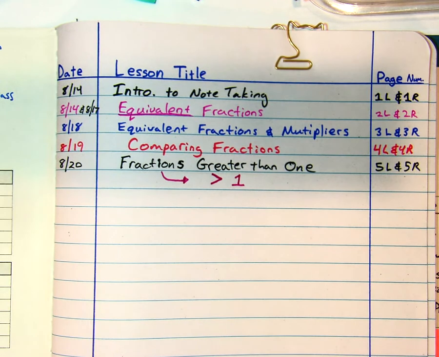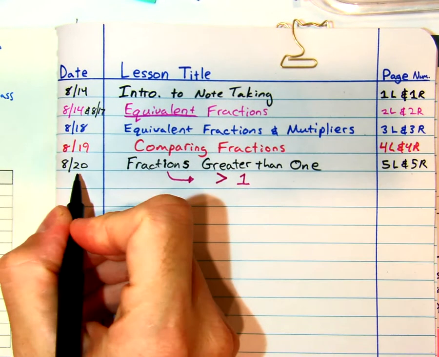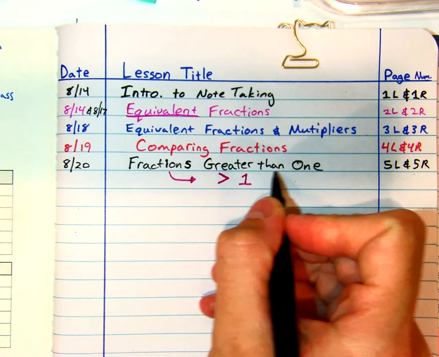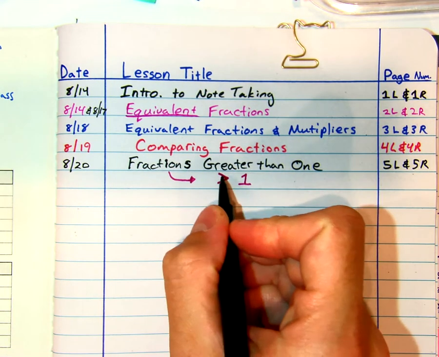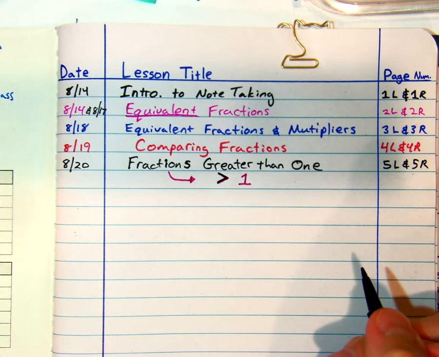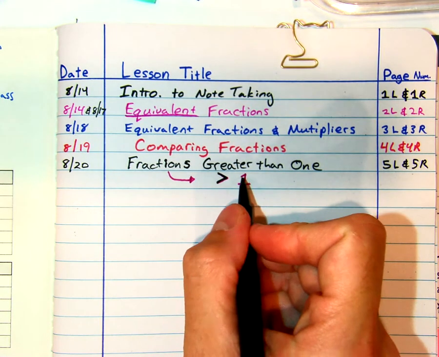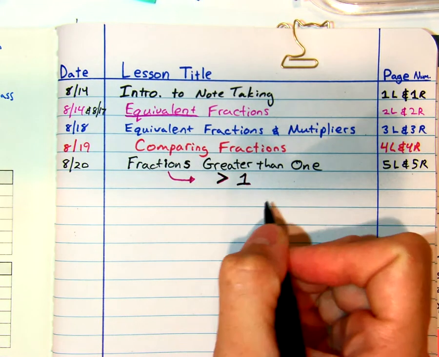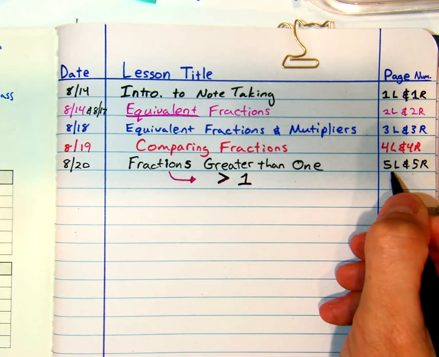Let's take a look at our table of contents. It is 8:20, and the title today is Fractions Greater Than 1. We talked a little bit about the greater than symbol in the last lesson with comparing fractions. So we're looking at a fraction that's going to have a value bigger than 1 whole. Our page number is 5L and 5R.